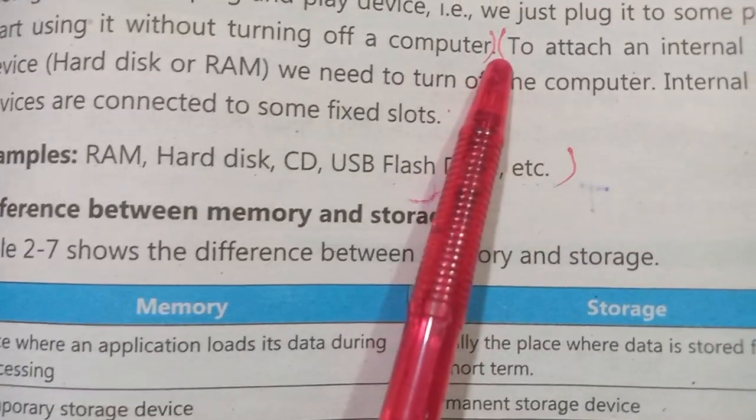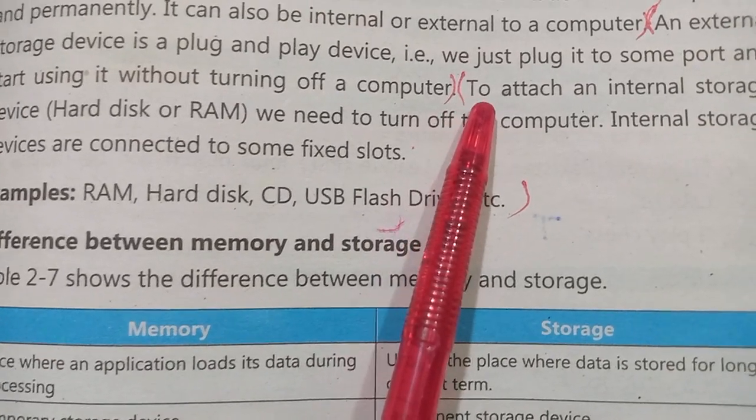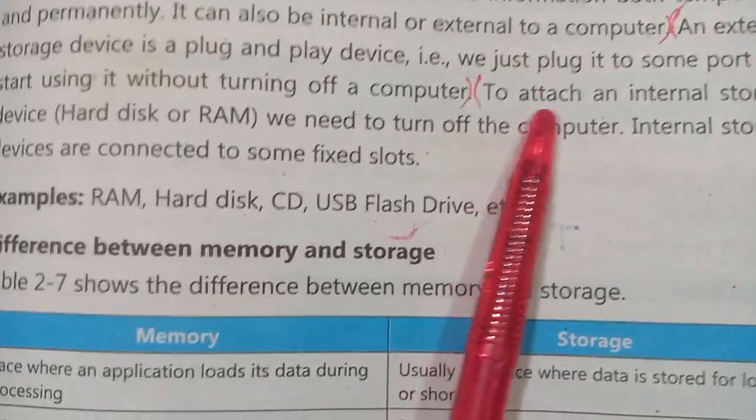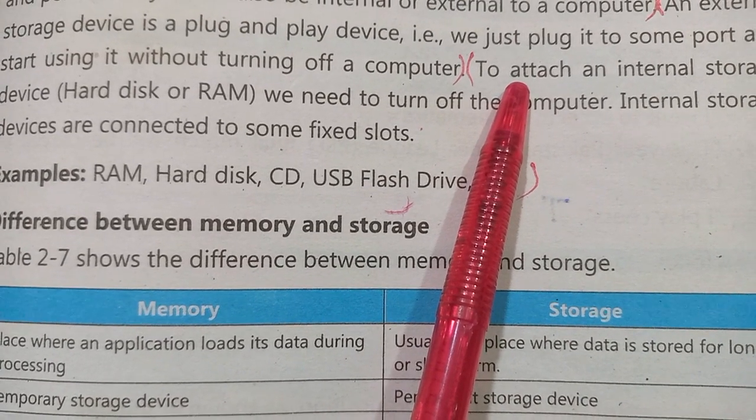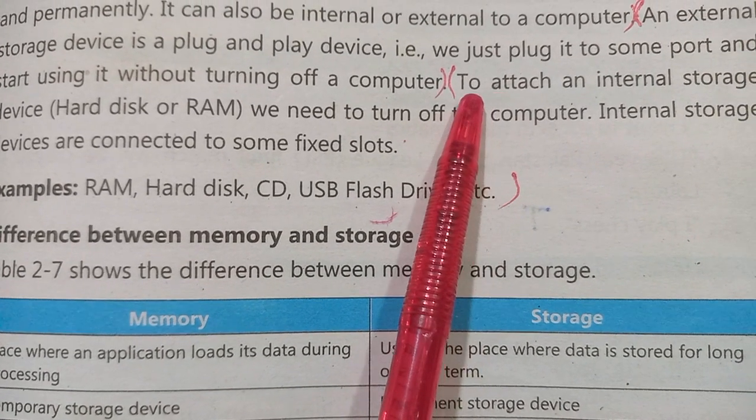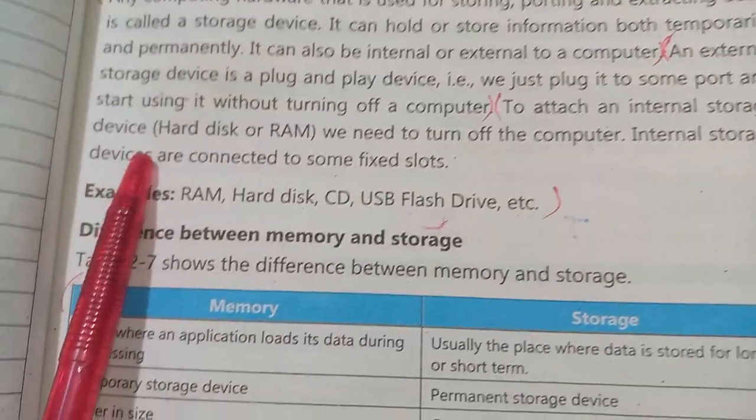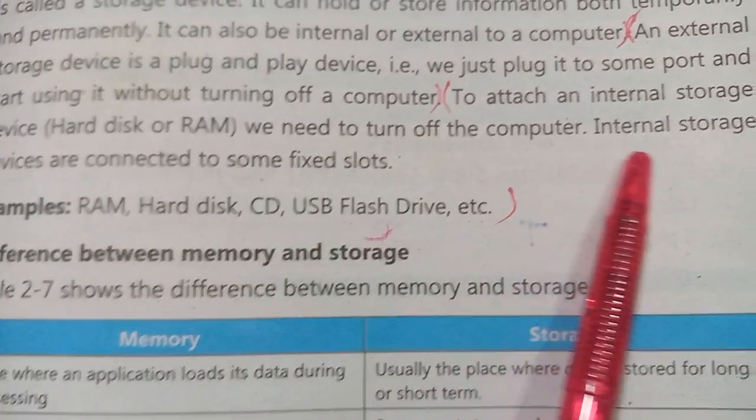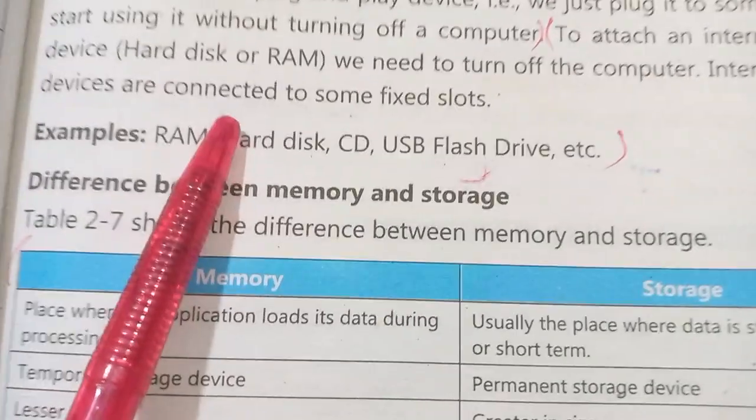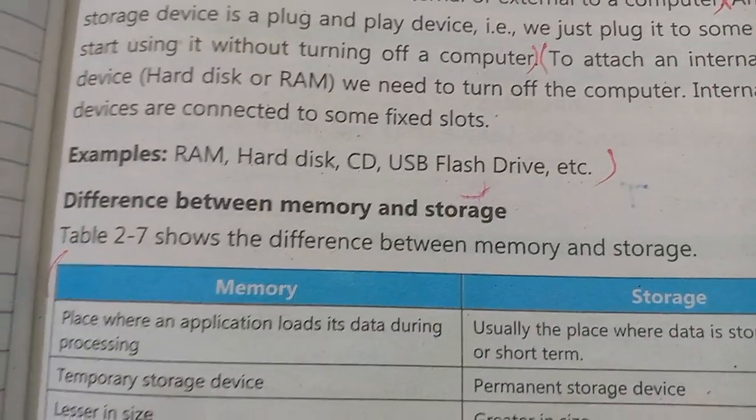From here you will start writing the answer of what is an internal storage device. The internal storage device is the one that is attached inside the computer. So its definition is as follows: to attach an internal storage device, hard disk or RAM, we need to turn off the computer. Internal storage devices are connected to some fixed slots on the motherboard.